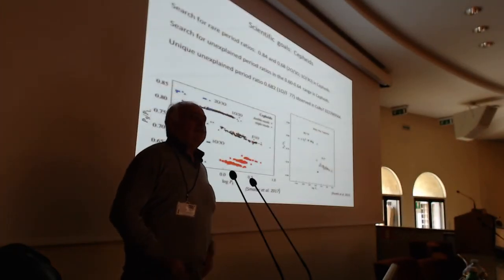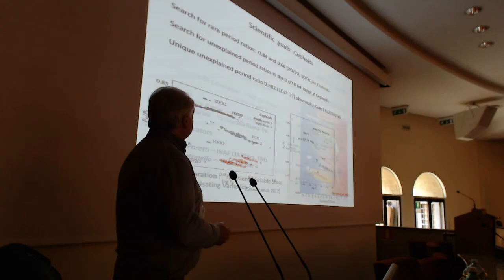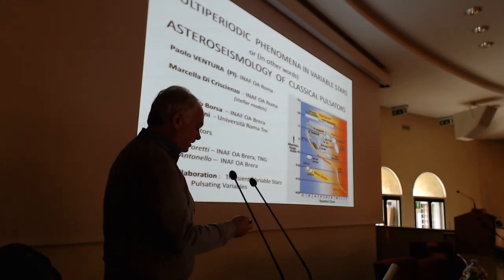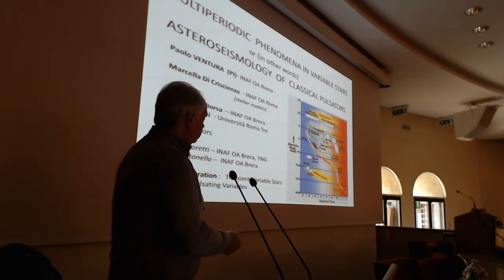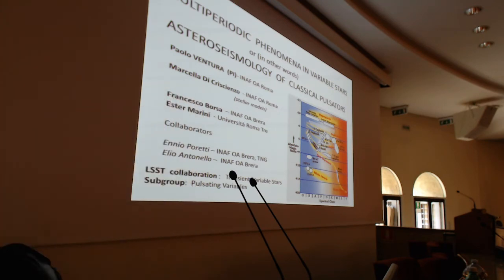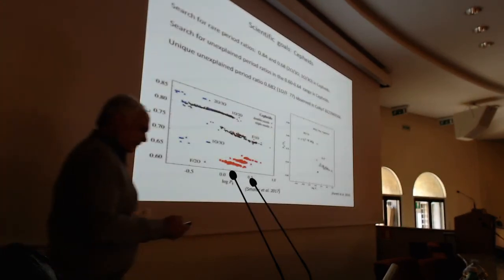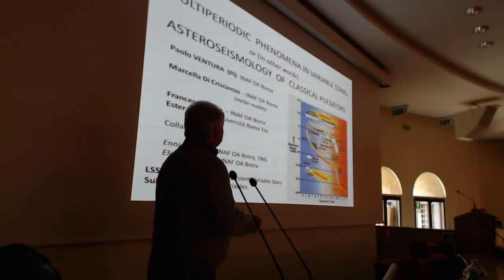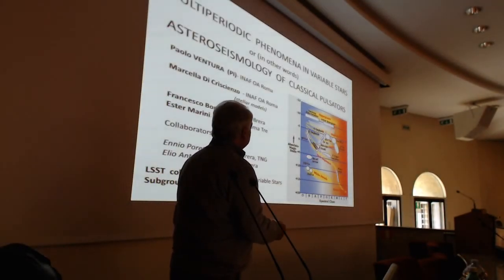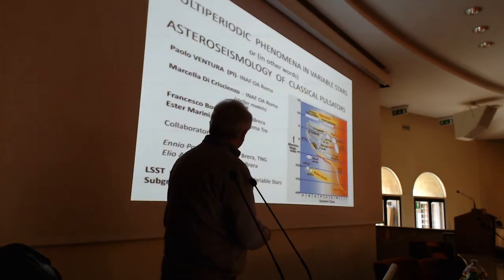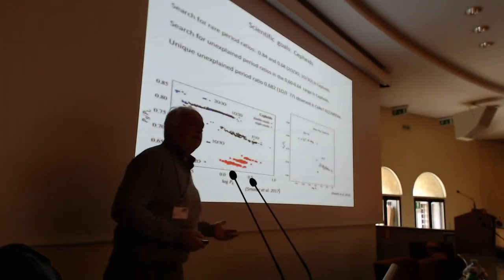Our tool is to investigate the instability strip, that is located here in the Hertzsprung-Russell diagram, and there are many, many variables. And our tool to do that is quite simple, it is the Petersen diagram.